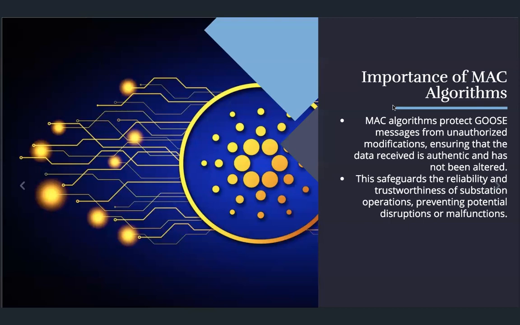As we have seen, MAC algorithms protect GOOSE messages from unauthorized modification, and ensure that the data received is authentic and has not been altered. This safeguards the reliability and trustworthiness of substation operations, preventing potential disruptions or malfunctions.